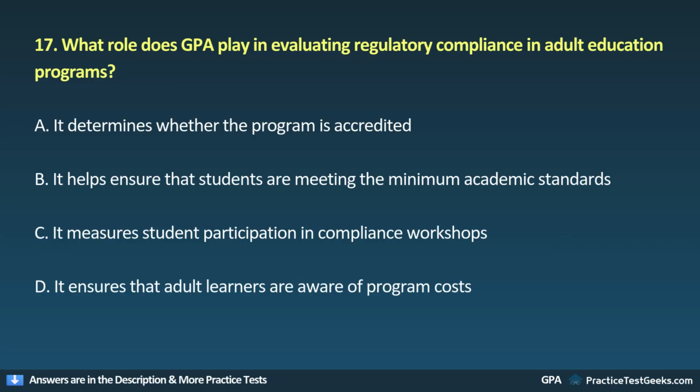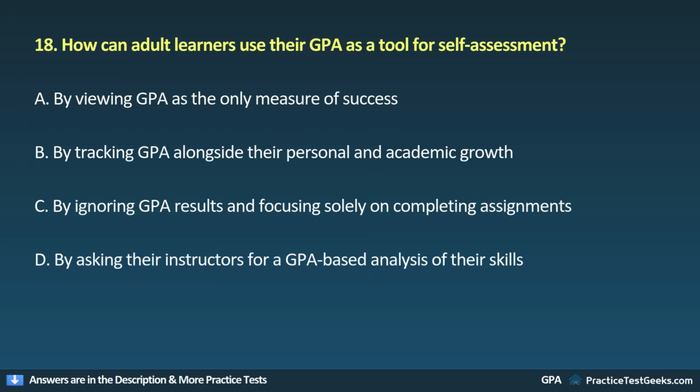C. It measures student participation in compliance workshops. D. It ensures that adult learners are aware of program costs. 18. How can adult learners use their GPA as a tool for self-assessment? A. By viewing GPA as the only measure of success.